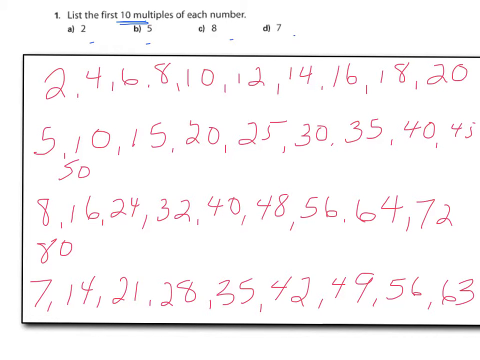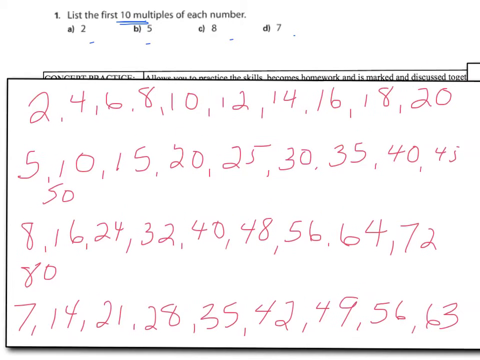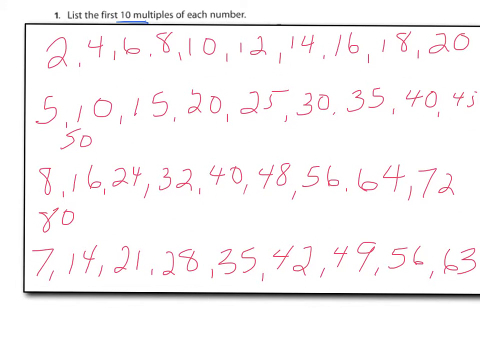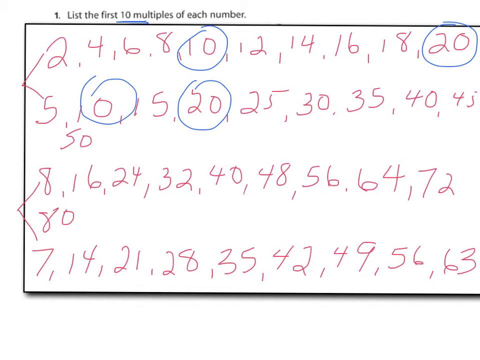All right, now take a look and find which ones are common between 2 and 5. Oops, sorry. Between 2 and 5, and find which ones are common between 8 and 7. Press pause and try that now. If we took a look, between 2 and 5, we have 10, that's the same, and 20, that's the same. Between 8 and 7, ooh, not a lot that's similar. In fact, the only one that's similar is 8 times 7.